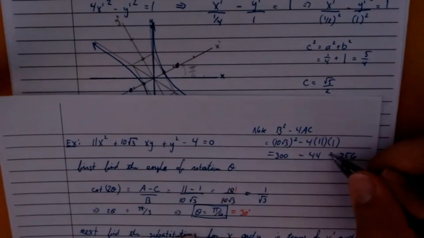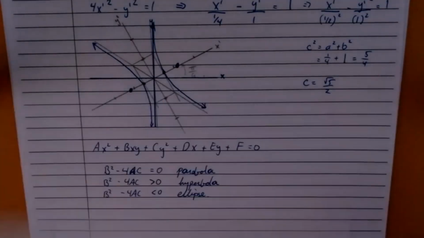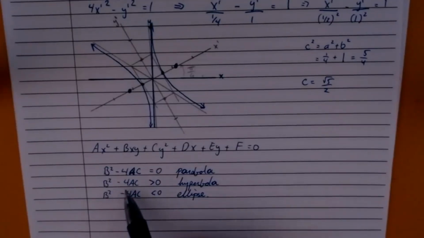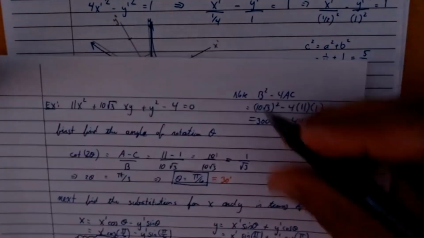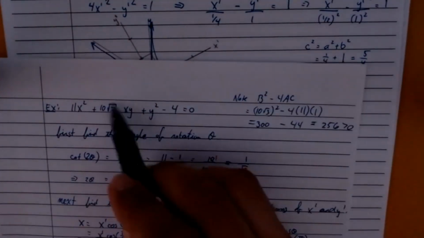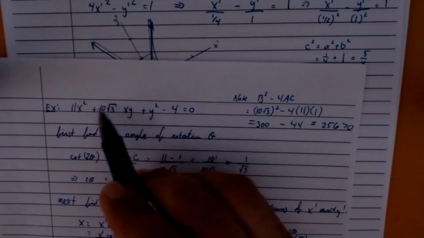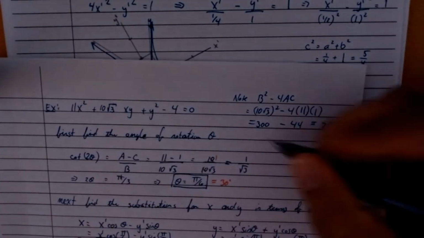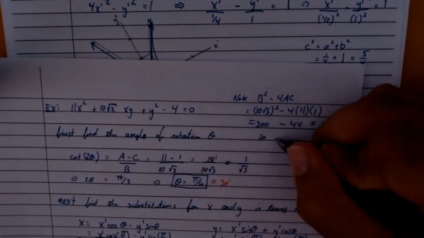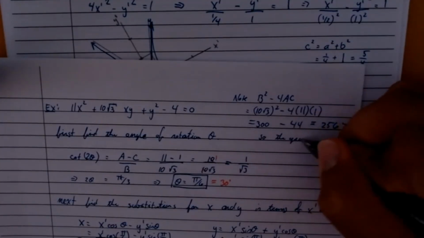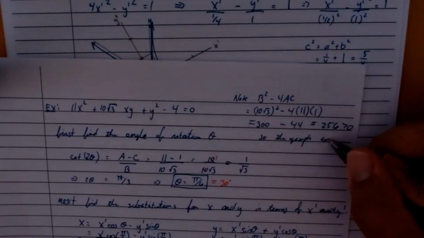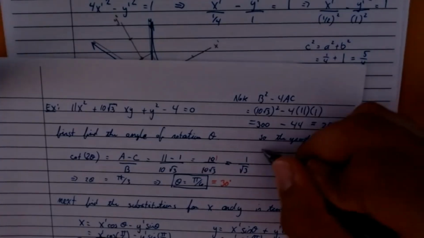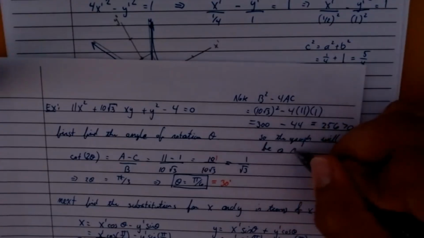Which is definitely greater than 0. So that means that b squared minus 4ac, your determinant, gave you a positive number. So that means that in the end, your conic, well, it is rotated and it's a hyperbola. So the graph will be a rotated hyperbola.